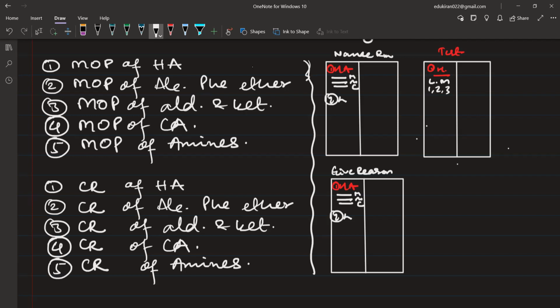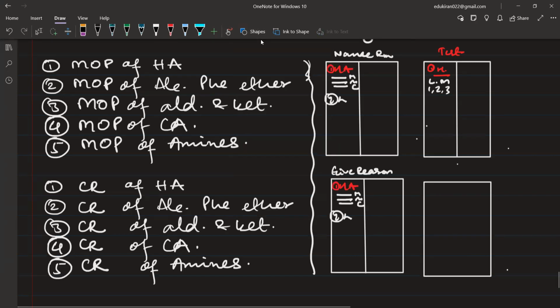Now there is one more piece that you have to make. And in this you will write all the reaction of compare.